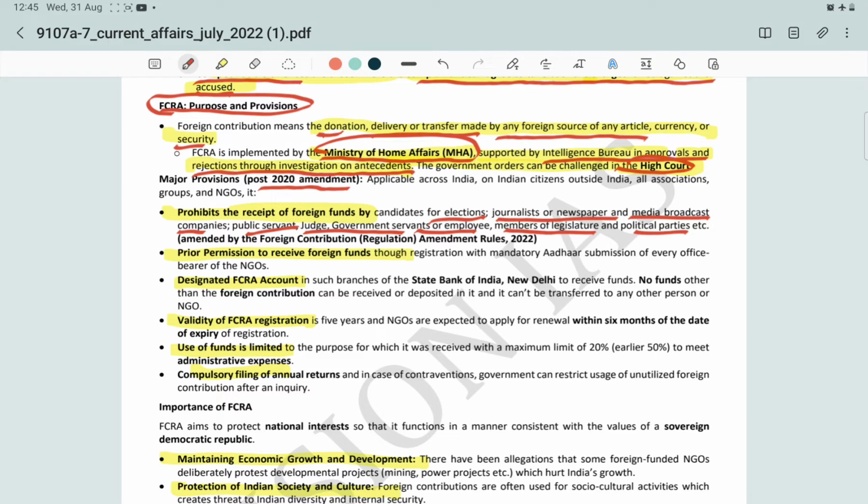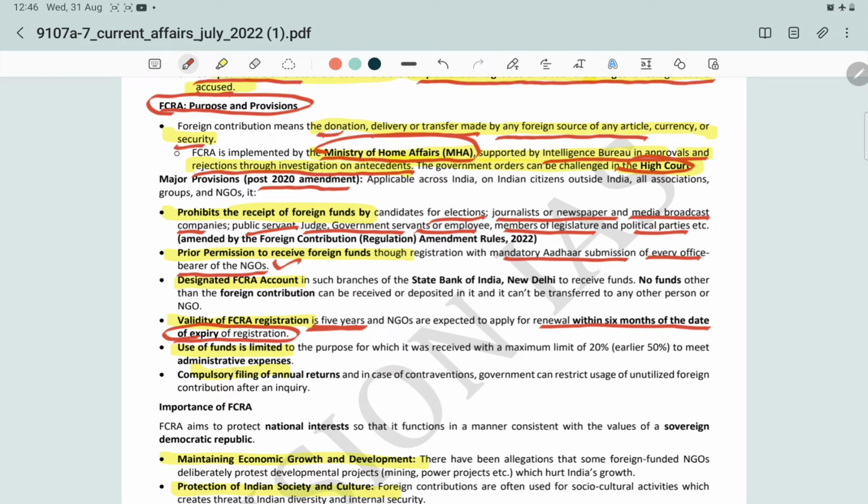Prior permission to receive foreign funds is through registration, with mandatory Aadhaar submission of every office bearer of the NGOs. And there should be a designated FCRA account in such branches of State Bank of India, New Delhi to receive funds. No funds other than foreign contribution can be received or deposited in it, and it cannot be transferred to any other persons or NGO. The validity of the FCRA registration is 5 years, and NGOs are expected to apply for renewal within 6 months of the date of expiry of the registration.